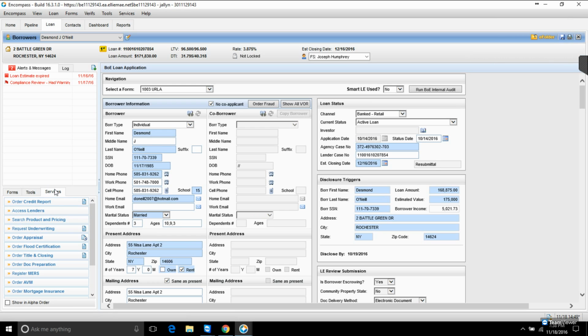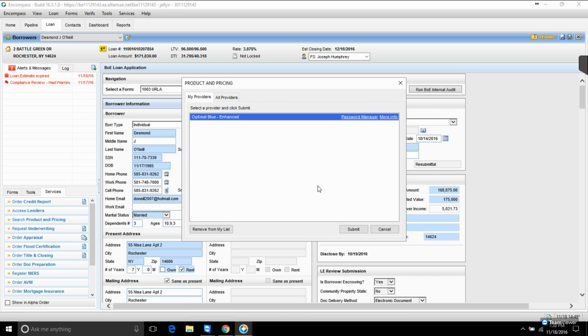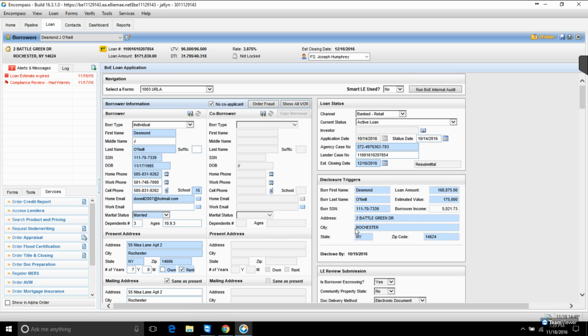Okay, so all you do is go inside of a file, go to the Services tab right down here, and then click Search Product and Pricing. Optimal Blue will not pop up automatically if it's your first time. We've got to set your credentials in there and hit Submit.